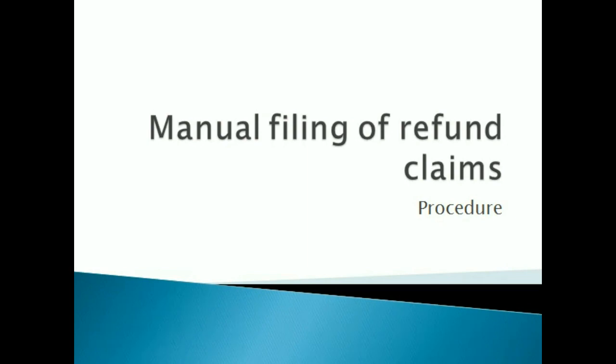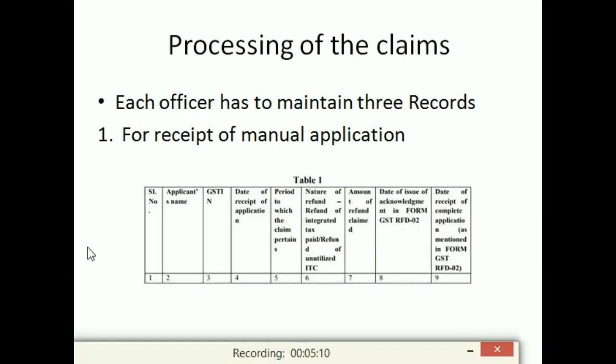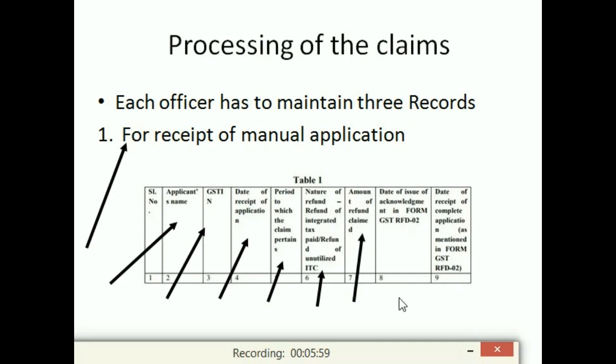Then what is the procedure to be followed by the tax officials on receipt of an application? In every divisional office, we have to maintain 3 records. One is for receipt of manual applications. Particulars with regard to the application have to be entered in that register, including the applicant's name, GSTN number, date of receipt of application, period to which the claim pertains, nature of refund, amount of claim, and date of issue of acknowledgement.